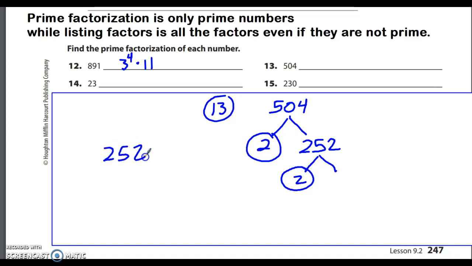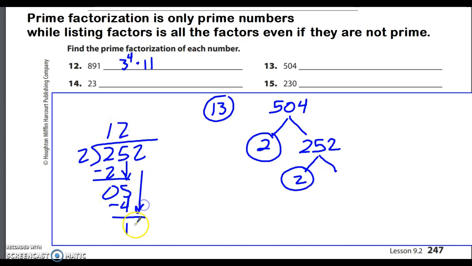This one's a little harder to split right in half. I can do it, but I'm just going to divide. 2 goes into 2 once. 2 goes into 5 twice. And 2 goes into 12 6 times. 6 times 2 is 12. So I get 126, which is still even.